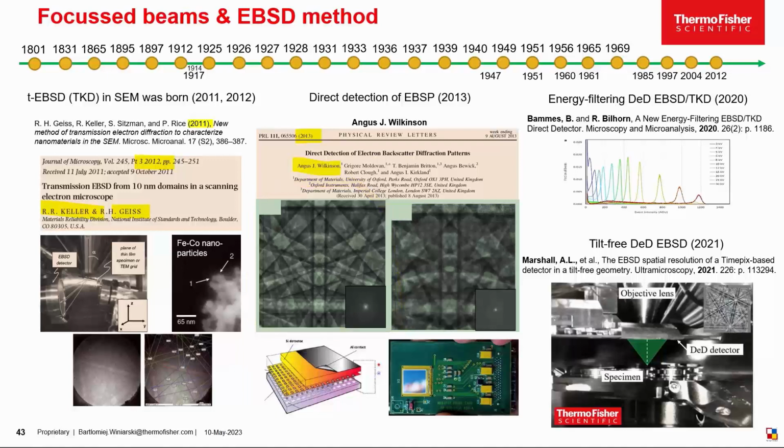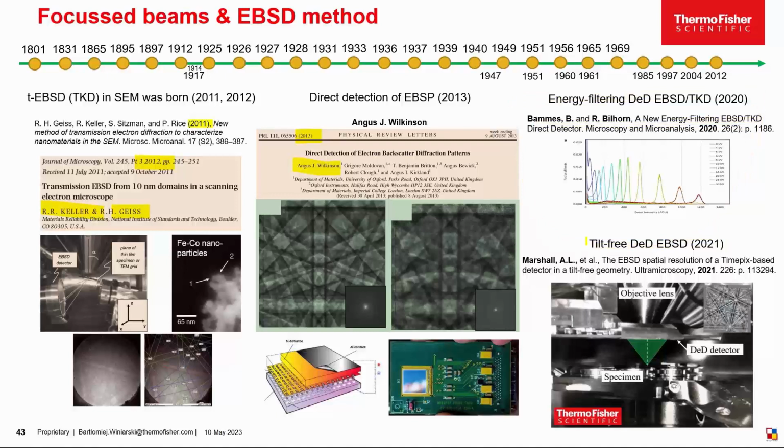One of the speed-reducing problems was that only the high-energy diffracted electrons, having 80% energy of the incident beam, were recorded with this detector. Energy filtering direct electron detection for EBSD and TKD allowed recording also low-energy electron events, therefore much more Kikuchi diffraction signals are collected. Such a detector was presented in 2020 in publications of BEMS and Bielhorn.